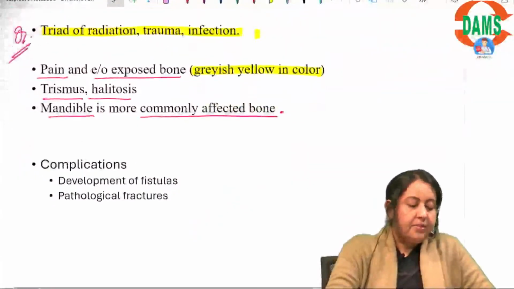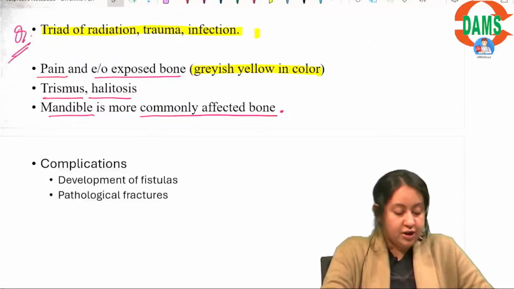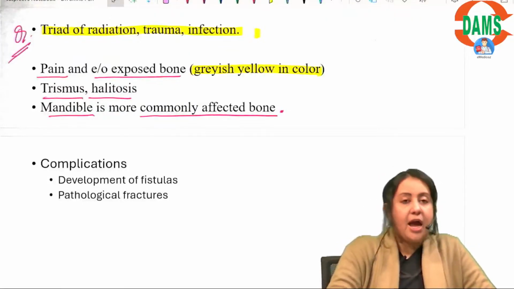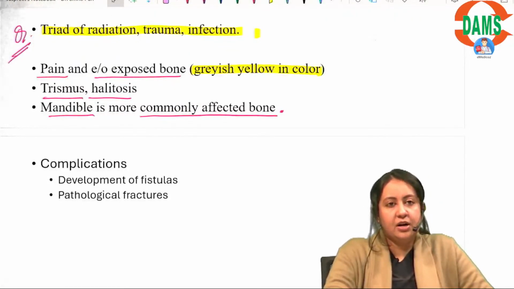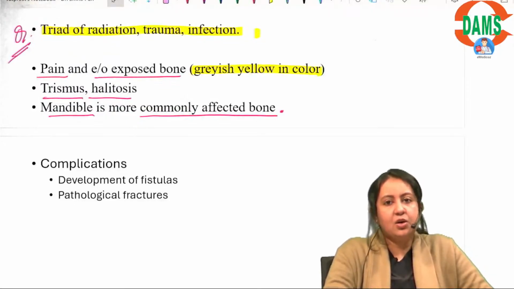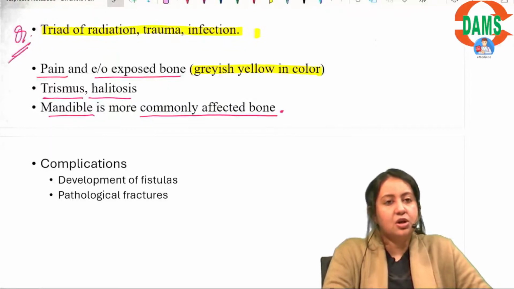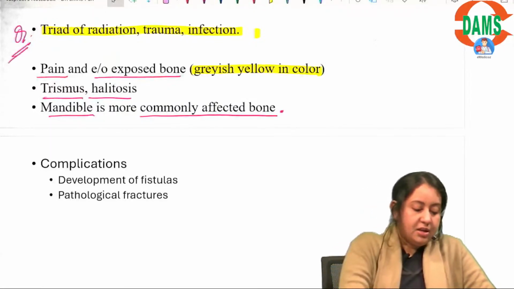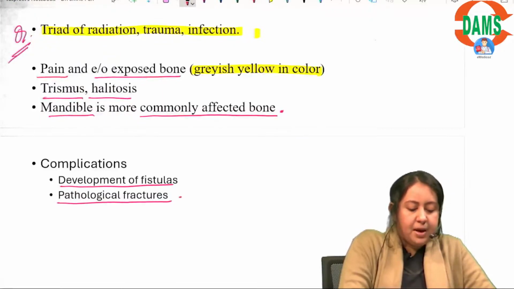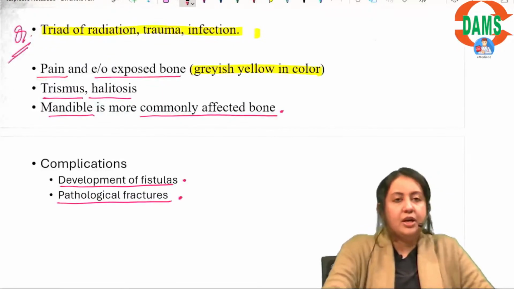Alright, now long-standing osteoradionecrosis can get infected. They can secondarily get infected. Long-standing osteoradionecrosis can have pus discharge. Apart from that, they can develop fistula and they can develop pathological fractures due to weakening of the bone.